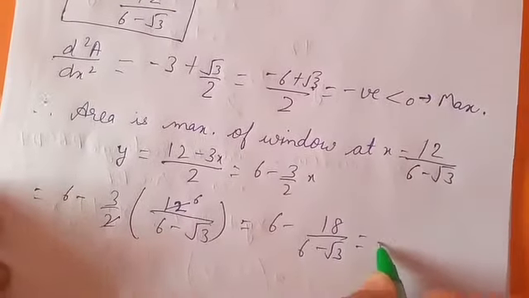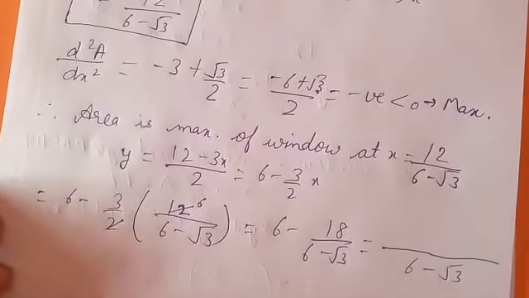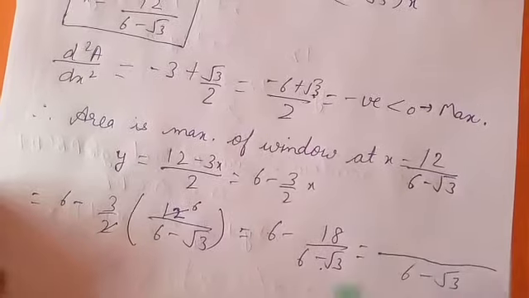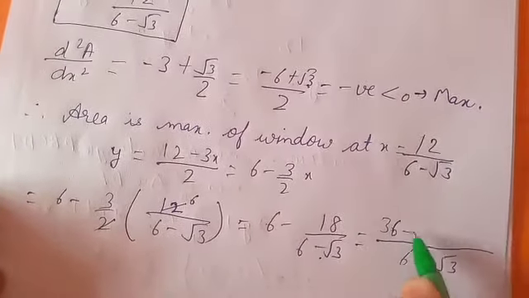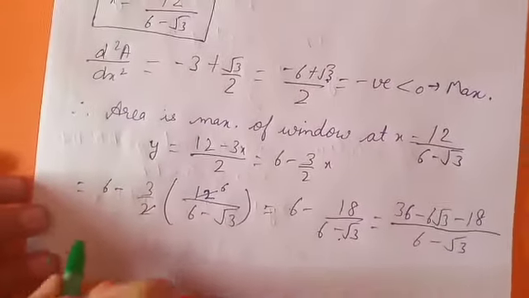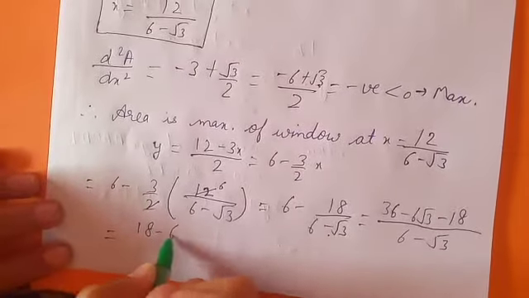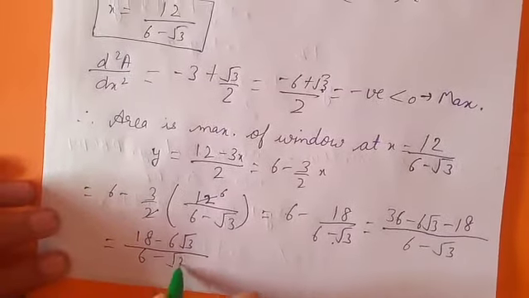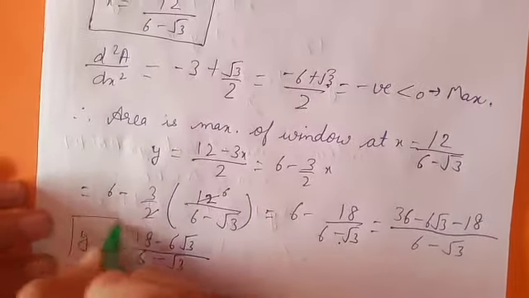Now I can take LCM. My LCM will be 6 minus root 3. Now I will multiply this with this. So I get 36 minus 6 root 3 minus 18. So I get it as again 18 minus 6 root 3 by 6 minus root 3. This is the value of y.